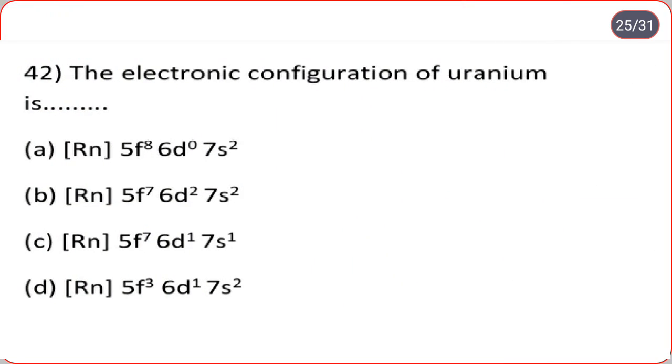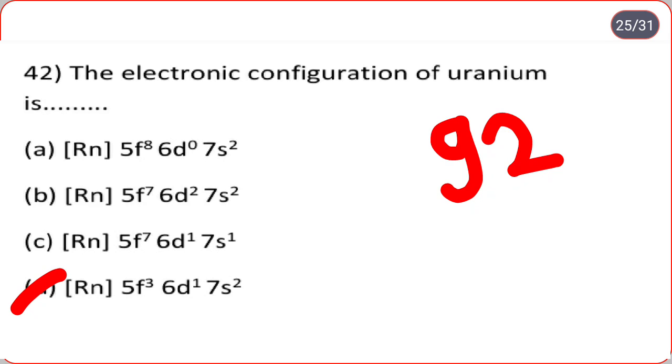The electronic configuration of uranium is... Last question we see the general electronic configuration. According to it, uranium has how many atomic number? 92. So radon core, we all know that radon has how many atomic number? 86. So the correct option is D, radon core 5f3, 6d1, 7s2.